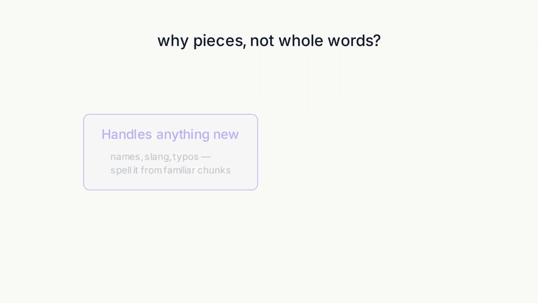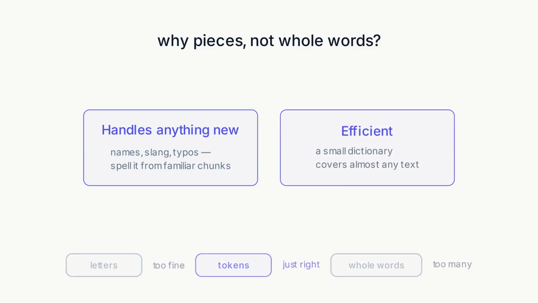You might wonder why break words into pieces at all. Why not just give every whole word its own number? There are two good reasons. First, language never sits still. New words, names, slang, and typos appear constantly, and word pieces let the model spell out anything it has never seen before by combining familiar chunks. And second, it's efficient. A vocabulary of common pieces can cover almost any text with a manageable dictionary. Tokens are the sweet spot between letters, which are too fine-grained, and whole words, which are simply too many.